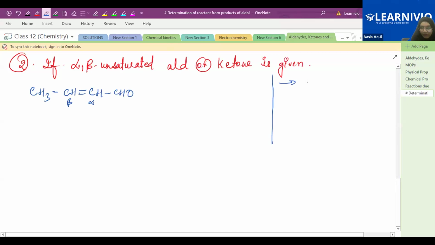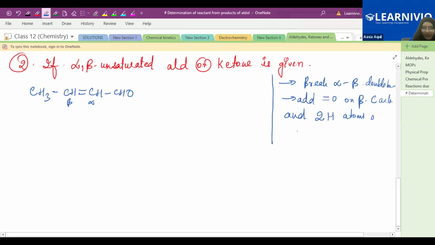You have to just break alpha and beta double bond. Okay, double bond आपने break करना है. Second step, add double bond oxygen. Okay, double bond oxygen means you have to convert this beta carbon to a carbonyl group, CO group. Add double bond oxygen on beta carbon and you have to attach two hydrogen atoms on alpha carbon.